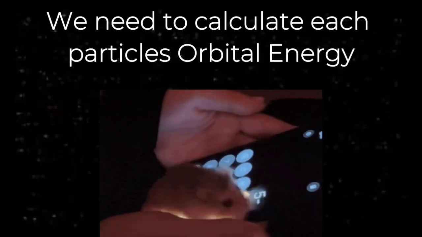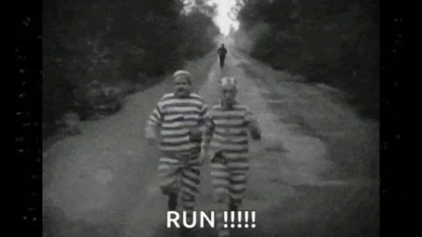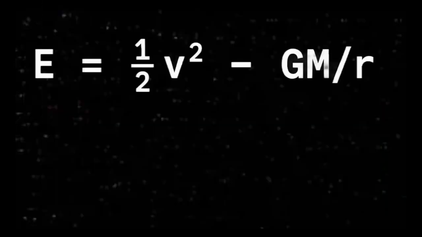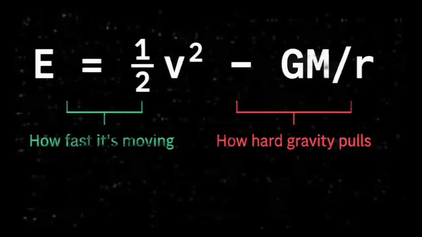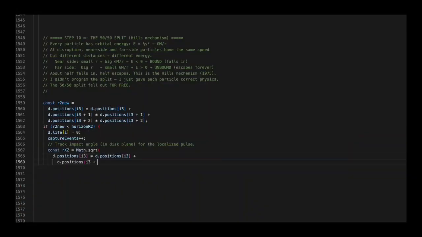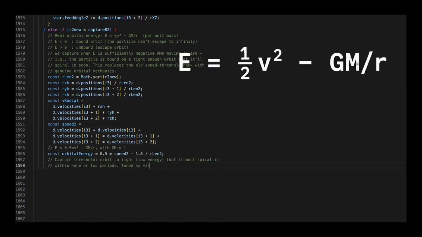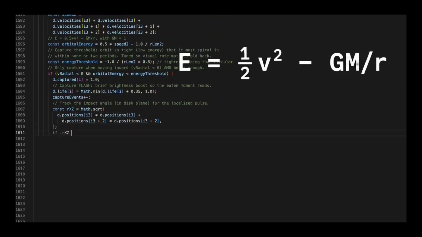We need to calculate each particle's orbital energy to figure out how much of the star can actually escape the black hole. This is the equation to figure out the orbital energy of each particle. If the energy is positive, they can escape. If not, they get sucked in. I run the same equation on every particle using its position and speed, and some fall in and some escape. And this phenomenon is actually called the Higgs mechanism. That's it. Let's see the final result.